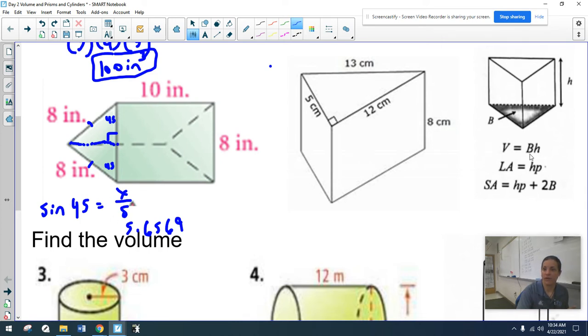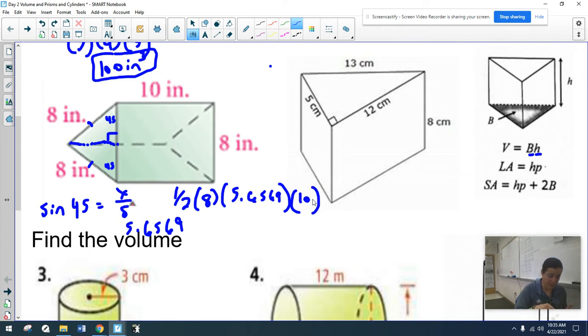So when I go to do the capital B, I've got to do 1/2 times the base, which again, we talked about this one yesterday. 8 is my base, times the height of the triangle, which I just found right there. And then I have to times it by the height of the prism. So the height of the prism connects the 2 bases. So that's going to be 10 right there.